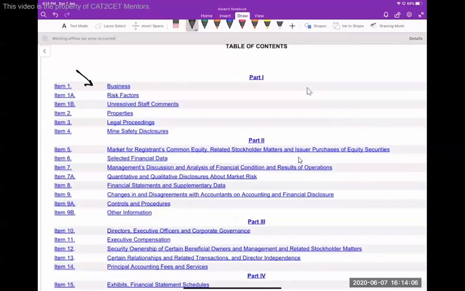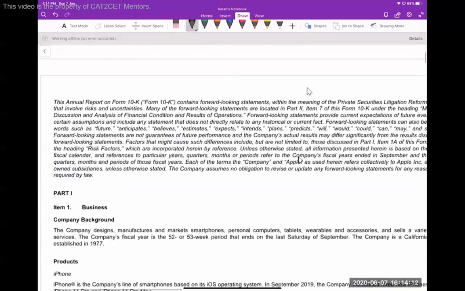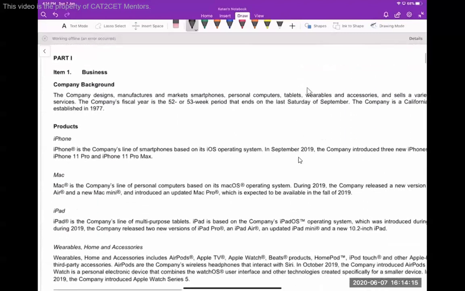The first thing that you need to understand is that in the annual report, you should be reading about the business of the company that you are actually analyzing. If you look at the business section, that's point number one. You got to understand the business.